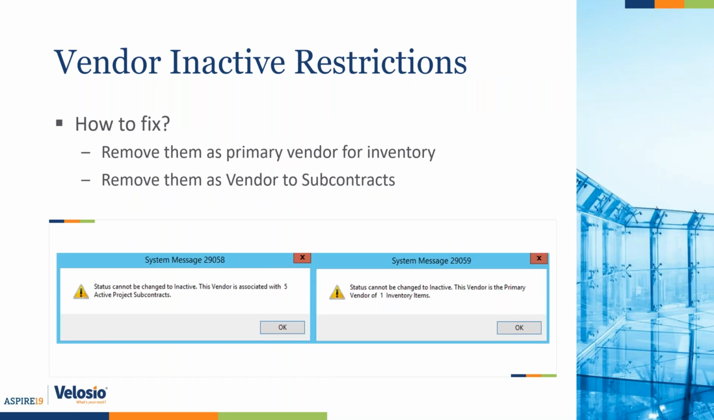Also, there are certain situations where we will not allow you to make them inactive. That would be if they are set up as a default for a specific inventory item. For example, if vendor ABC is the default primary vendor for an inventory item, we don't want you to be able to make them inactive, because if you were using that for other purposes, all of a sudden that's not going to work so well for you.